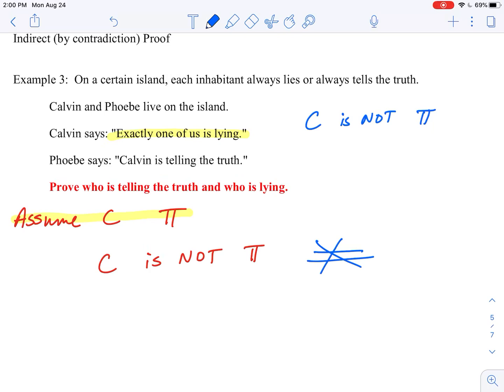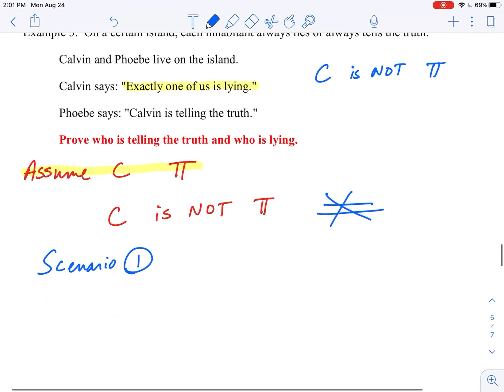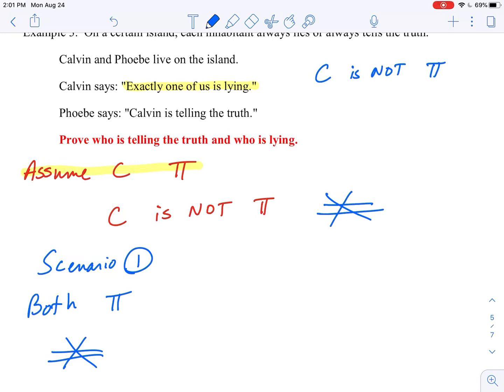But if Calvin is not a truth teller, let's go back and examine this statement of his that said exactly one of us is lying. What's the opposite of exactly one of us is lying? Well, there are actually two scenarios. So scenario one is that we could have both be truth tellers. Well, we know that's not possible, because we already determined that Calvin is not a truth teller. So scenario one was going to maybe help us to understand that both Phoebe and Calvin were truth tellers, but we've already ascertained that Calvin is not a truth teller.